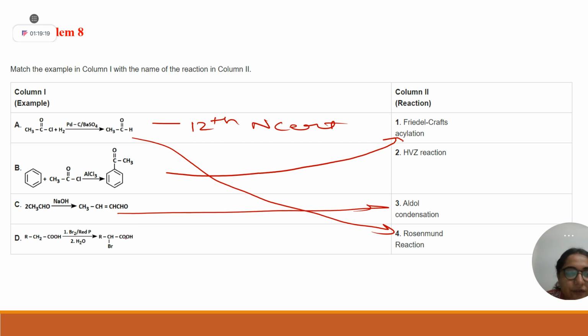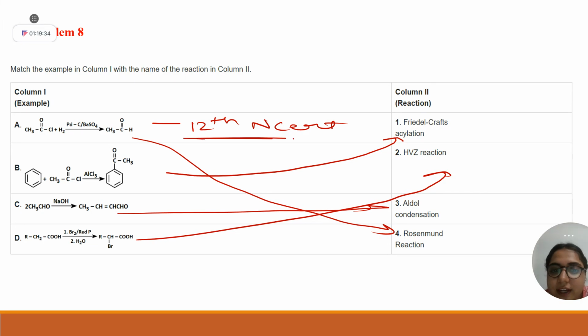What is the full form of this HVZ, brother? Ma'am, it is the Hell-Volhard-Zelinsky reaction. Exactly, the Hell-Volhard-Zelinsky reaction. So in today's session, we have covered many name reactions, right? Yes, ma'am. These things too you should revise from your NCERT books. Okay, if you remember that much, tell me what is the role of BaSO4 here?